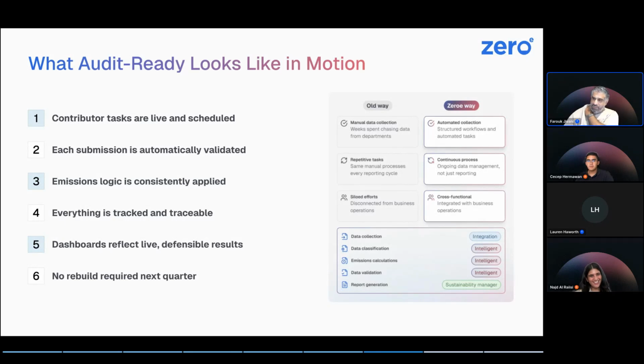For me, the most important thing on this slide is no rebuild required next quarter or next year, right? By approaching this, you accept that the sustainability team isn't the one in control of everything. The sustainability team isn't the single department that owns the data, and the collective organization is required to produce the output that the sustainability team has been made accountable for. That's the first step, right?